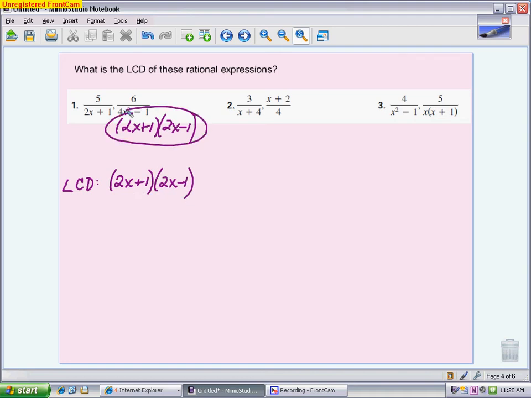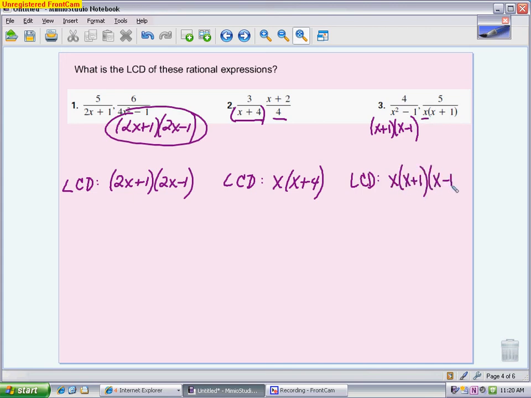For this one, these have no factoring in them, but they are unique. X plus 4 and 4 are two totally different factors. If it helps, put the x plus 4 in parentheses so you can see that is a factor of itself. So that means my least common denominator would be both of them, the x and then times the x plus 4. For this one, we would need to factor this. You get x plus 1, x minus 1. Now looking, I actually have three unique factors, so all of them need to be part of the least common denominator. We have an x here, we have an x plus 1, and we have an x minus 1.